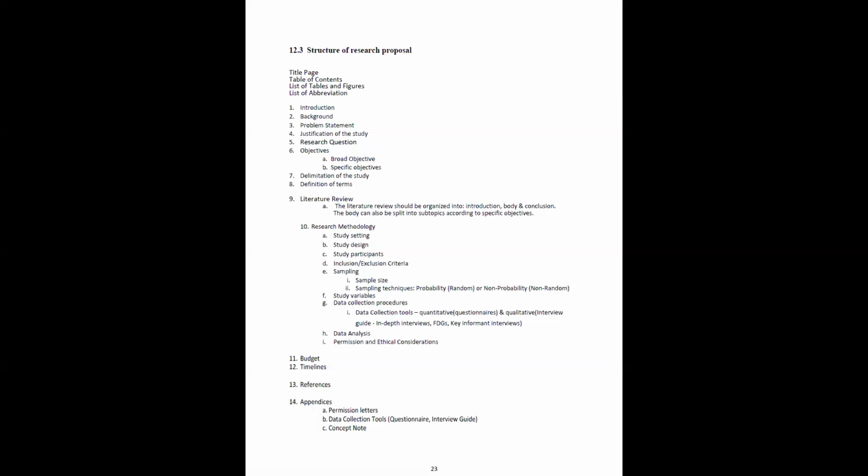You don't just go and start doing research without getting permission from the clinic. You write letters, you get permission, and you put those permissions in. You put the tools which you are going to use to collect data. If you are going to collect using a questionnaire or an interview guide, depending on the type of research you want to do, you put those as part of the appendices. Then you have your concept note.